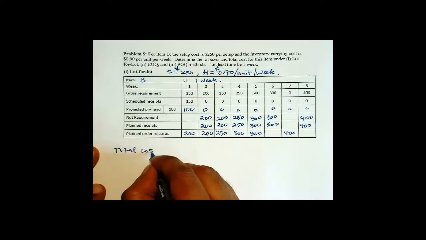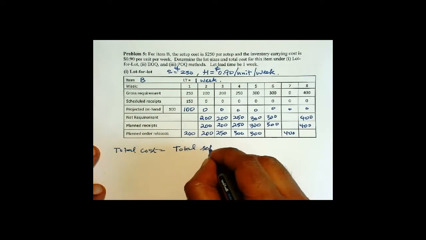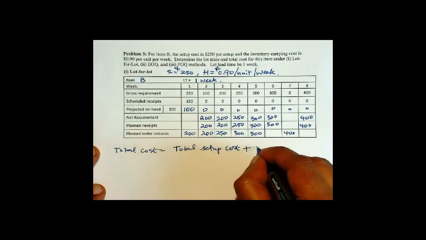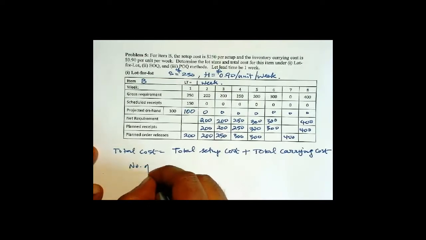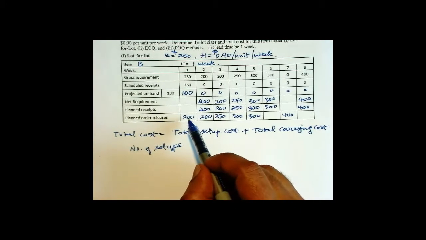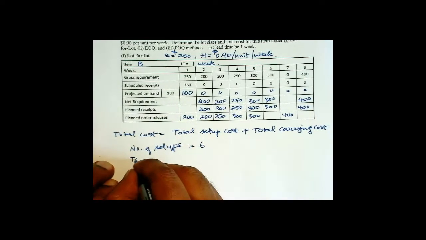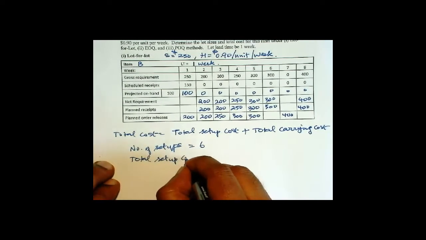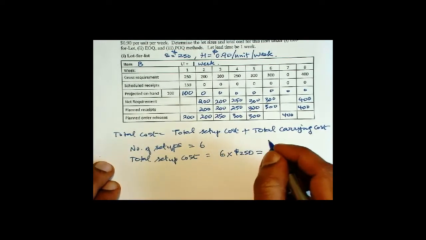The total cost here is total setup cost plus total carrying cost or holding cost. So number of setups, just count the number of setups here. 1, 2, 3, 4, 5, 6, is 6. So total setup cost is 6 times 250, and that is equal to 1500.